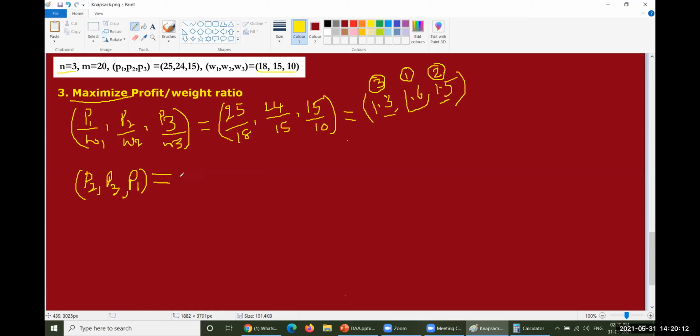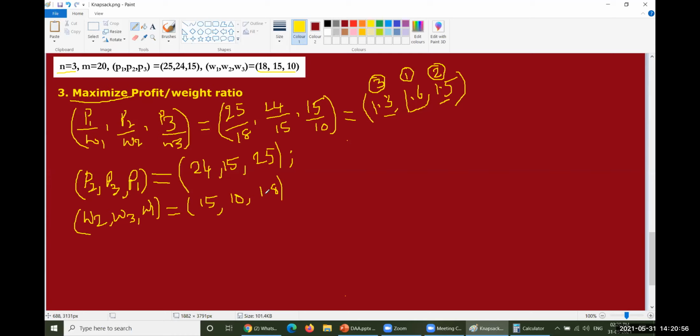what is the P2 value? 24. Then followed by 15, followed by 25. These are the values. Similarly, the weights must also be adjusted here: W2, W3, and W1. What is the value of W2? 15. So W2 is 15, this is 10, and this is 18. Okay, that is 18 here. So we have to make this adjustment.